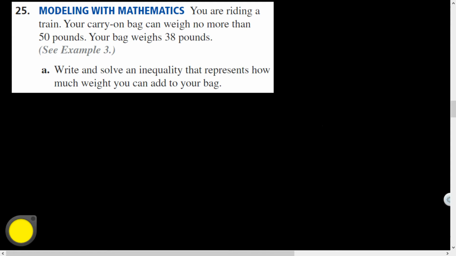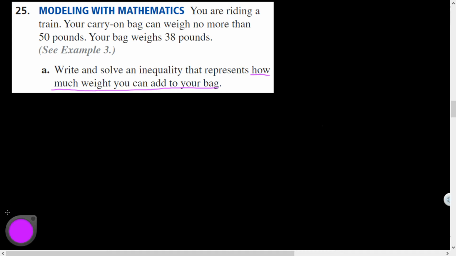It says, you are riding on a train. Man, guys, you are there now. You can visualize this, right? Your carry-on bag can weigh no more than 50 pounds. Man, Frodo, I understand that ring is a burden. It's so difficult to carry, right? Okay, your bag weighs 38 pounds. Write and solve an inequality that represents, and check out this question, how much weight you can add to your bag. They just told us how much weight you can add to your bag. When they say something like that, that is going to be our variable, okay?